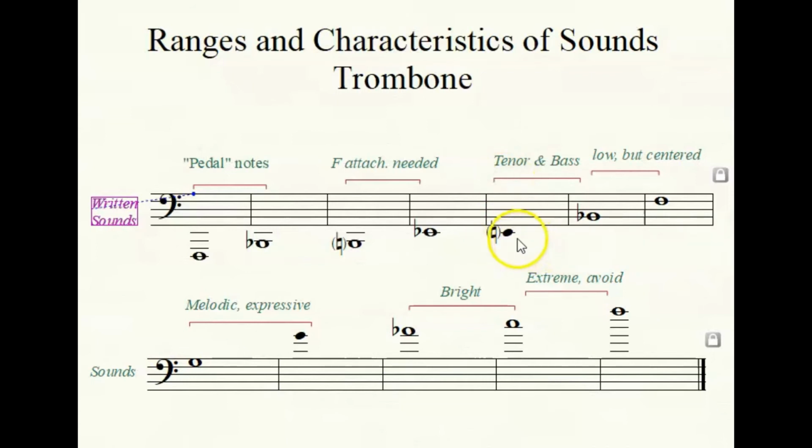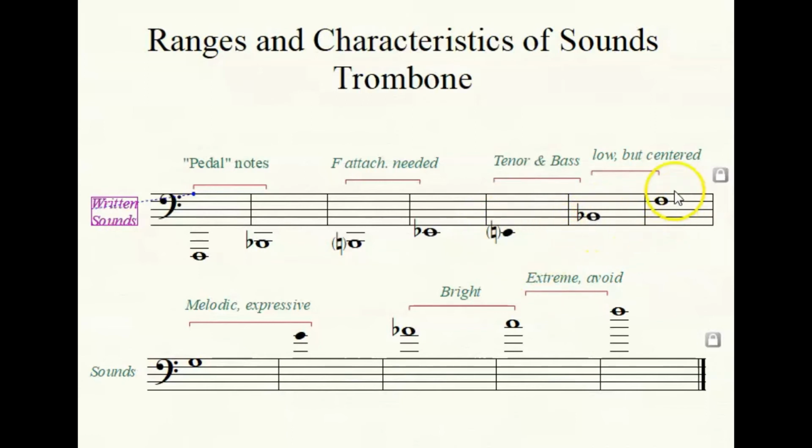So we have tenor and bass being able to play up here. Once we hit B flat, we're getting into more of the tenor trombone sound. It's low, but it's very centered. Down here, it's a little more bass trombone-y. You're not going to have melodic lines probably down here unless you have a bass trombone solo or something, as far as written notes.